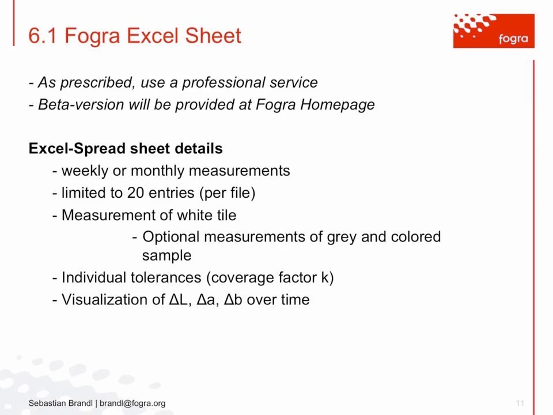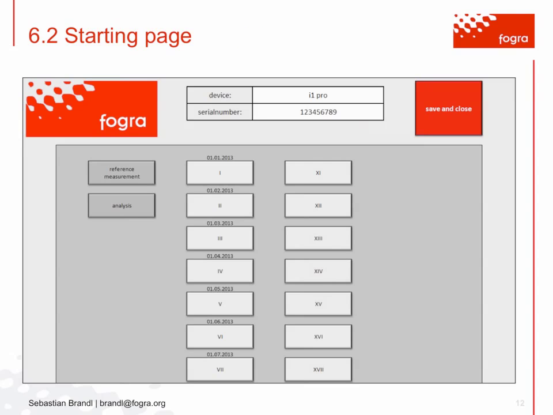And we visualize color differences over time. And we also provide a second Excel file, which allows for the comparison of 2, 5, or up to 10 measurement devices if you have them in your place. Here you can see the start page where you see 20 entries for different dates. When you measure your reference chart, you put in a device number and a serial number at the beginning, and then you can put in the measurements over time and see then the analysis.